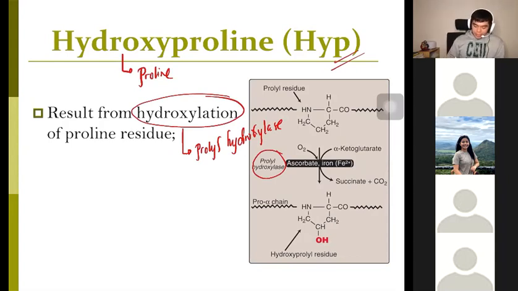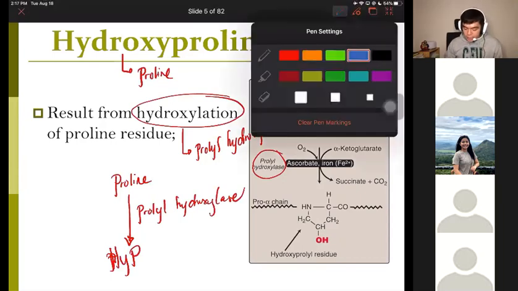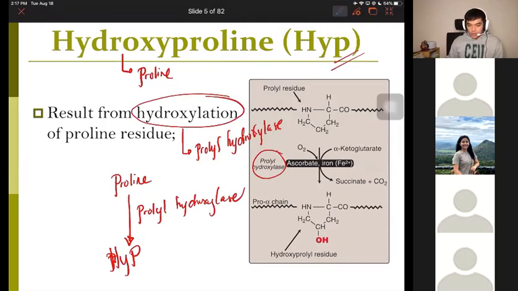So the point here is, from proline via the enzyme prolyl hydroxylase, that causes formation of hydroxyproline. However, listen, for prolyl hydroxylase to become active, there must be cofactors. In simple terms, a cofactor acts as an ally given to the prolyl hydroxylase enzyme so that it becomes active, so that it can be activated.